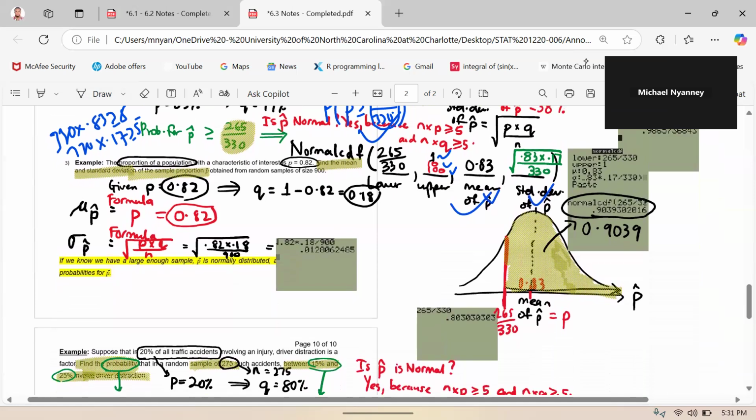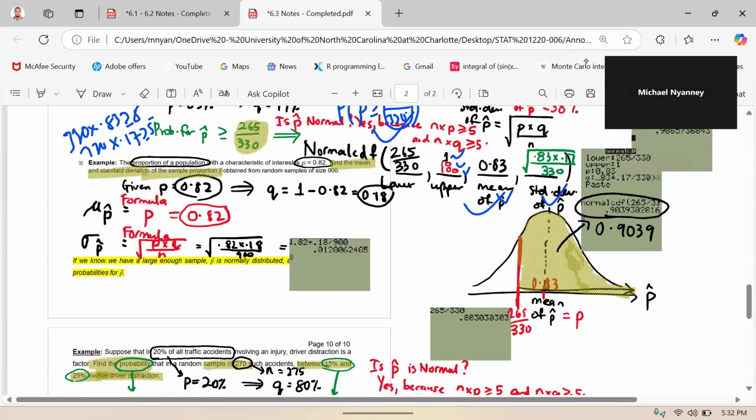So we have another question here. P is 0.82. You want to find the mean and standard deviation of the sample proportion. As I said, the mean of the sample proportion is always the same as the population proportion, so the mean is just 0.82. The standard deviation is the square root of P times 1 minus P all over N. So sigma of P hat.